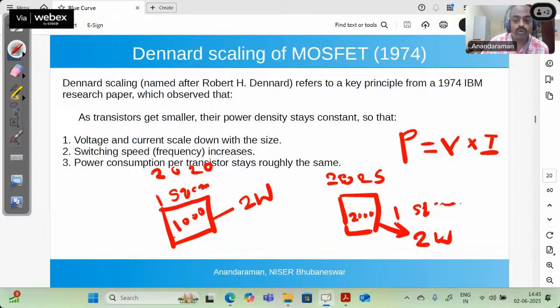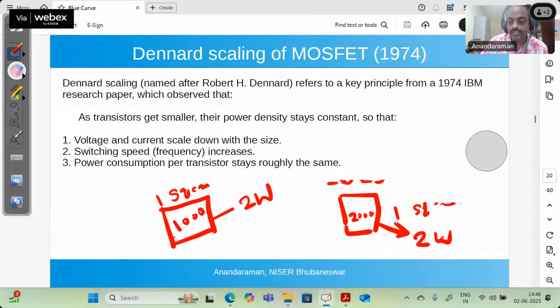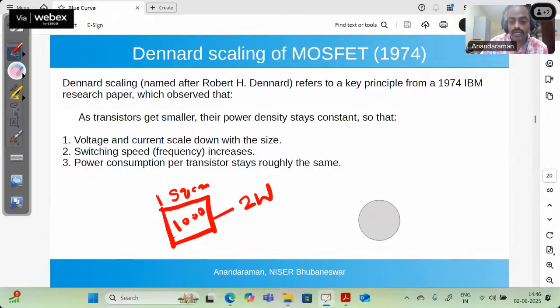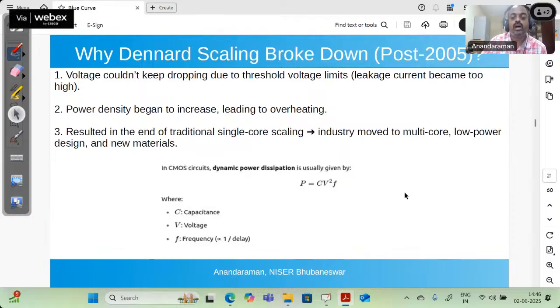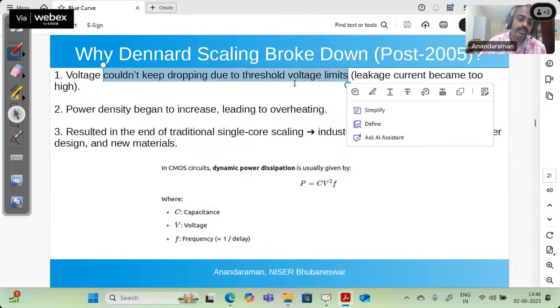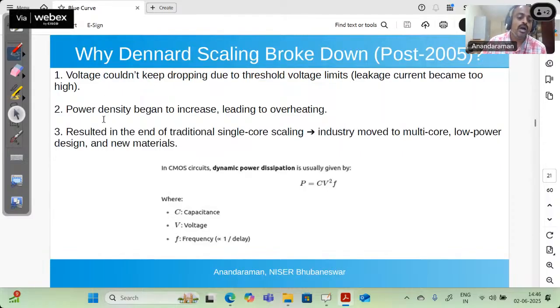So that's why single core became multiple cores, because when we are moving to smaller sizes, atom size, we are coming to transistors, so it is actually giving quantum behaviors. So why did scaling break down? After 2005 this broke down. Voltage could not keep dropping due to the threshold voltage limit, so you cannot keep on reducing the voltage. Leaking current became too high. Power density began to increase, leading to overheating.